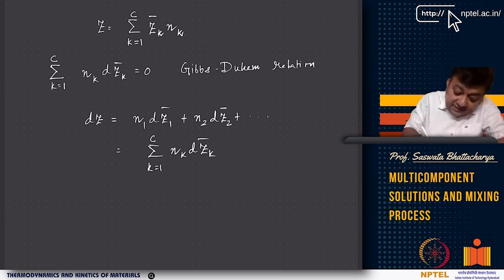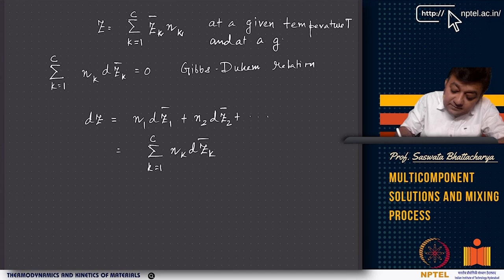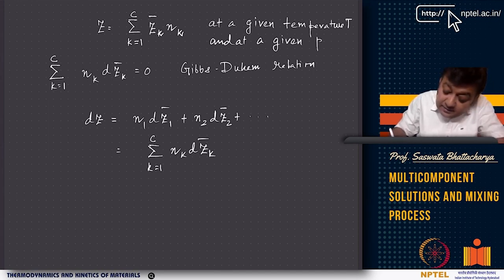Now, Z being an extensive property, at a given temperature T and at a given pressure P, this extensive property Z is a summation of the partial molar properties of the components K, where K can vary from 1 to C, right? So this is a sum of the partial molar properties weighted with the mole number of each component.